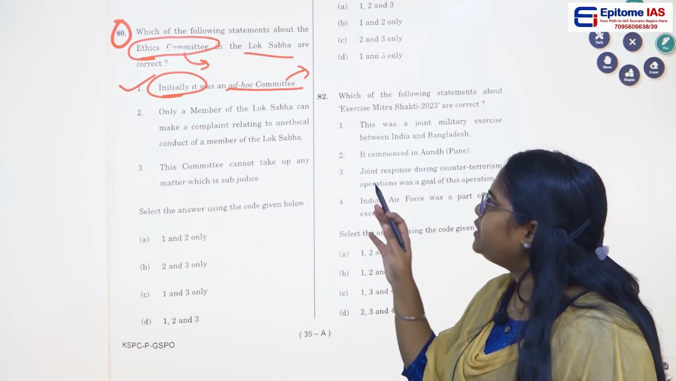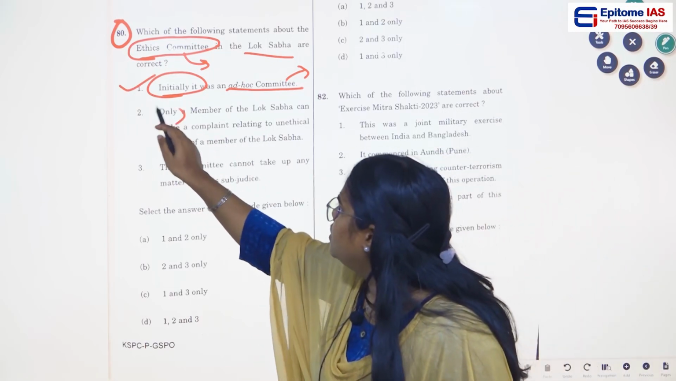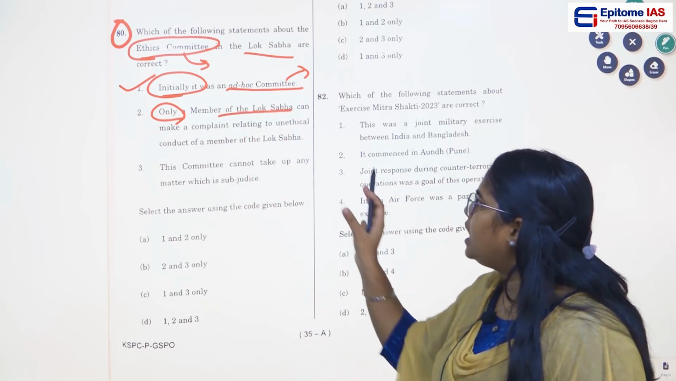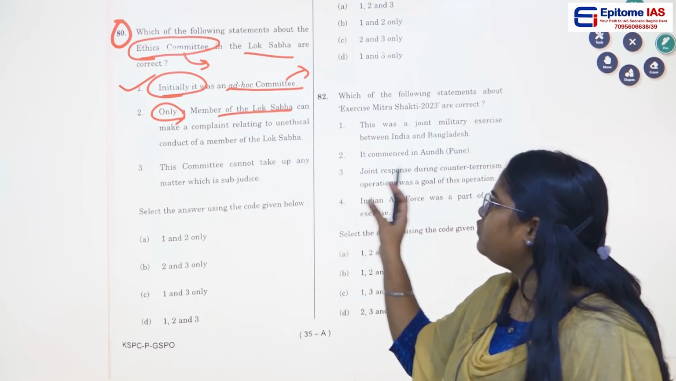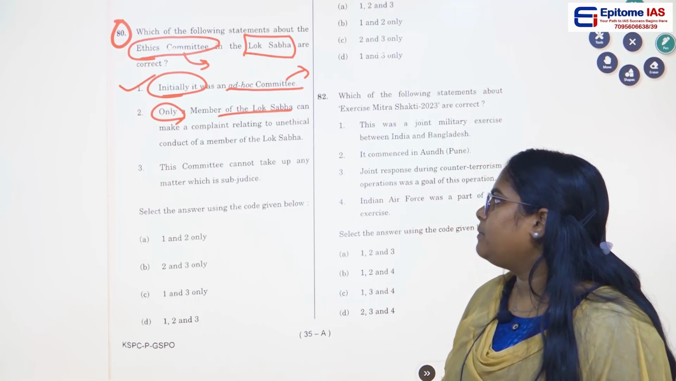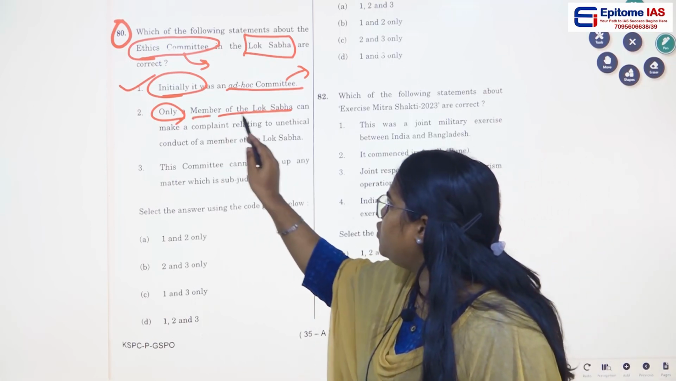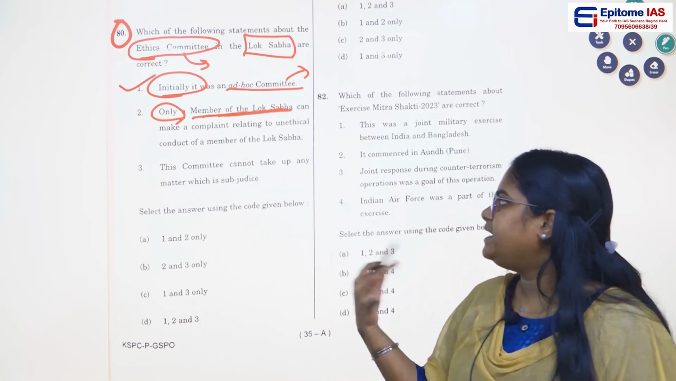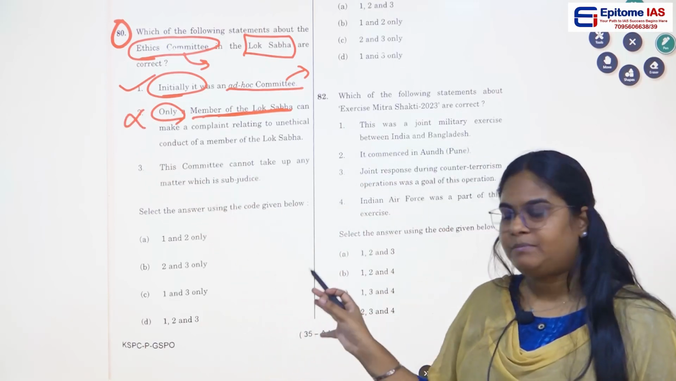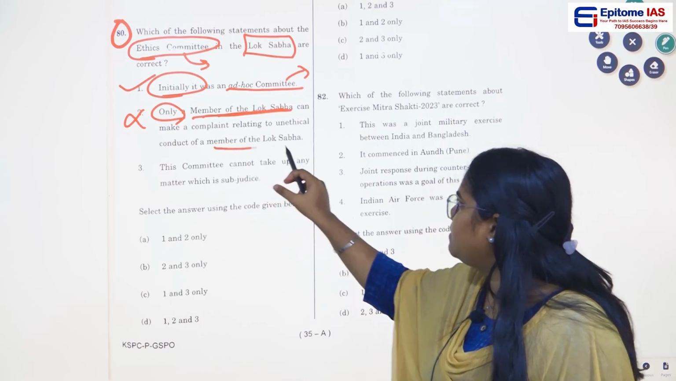And statement 2, only a member of Lok Sabha can make a complaint relating to unethical conduct of a member of Lok Sabha. So they are talking about the Ethics Committee of Lok Sabha, saying that only a member of Lok Sabha can raise a complaint. No, this is wrong because anyone can raise a complaint against a member of Lok Sabha.